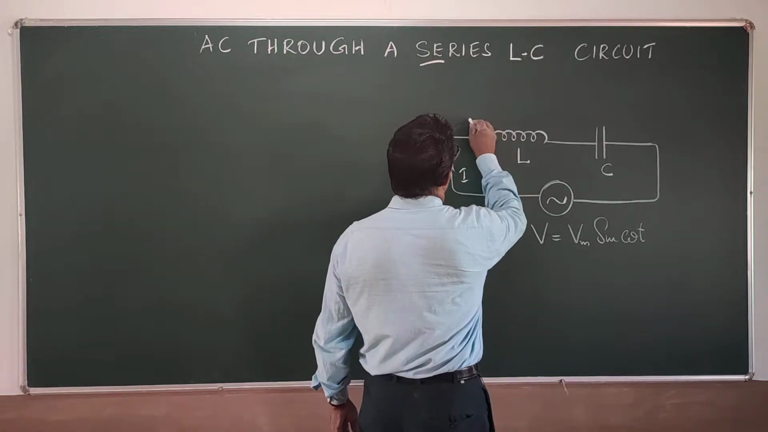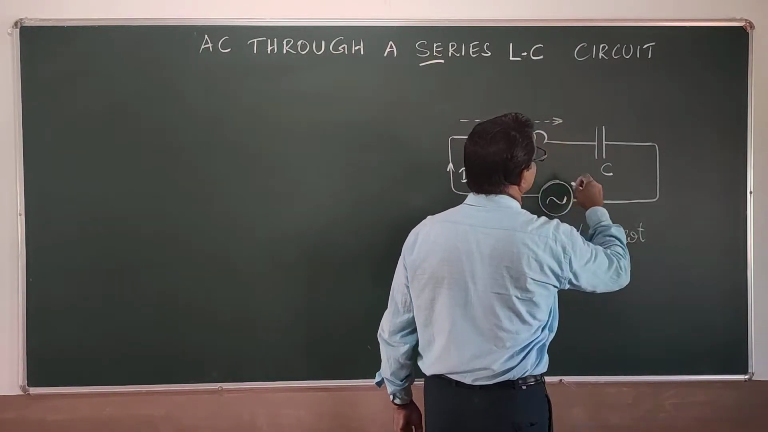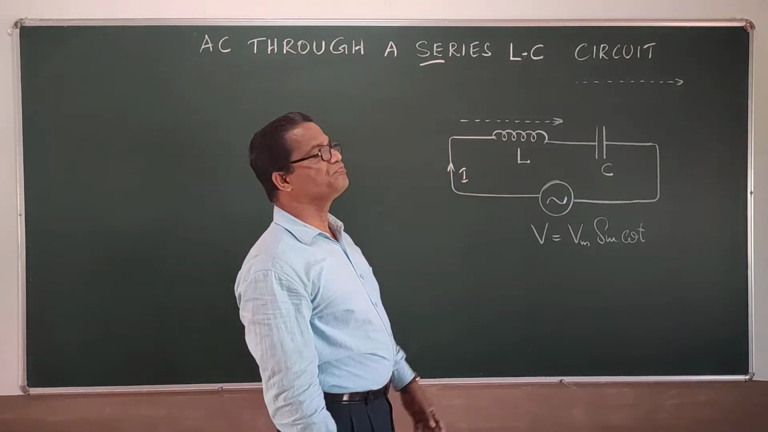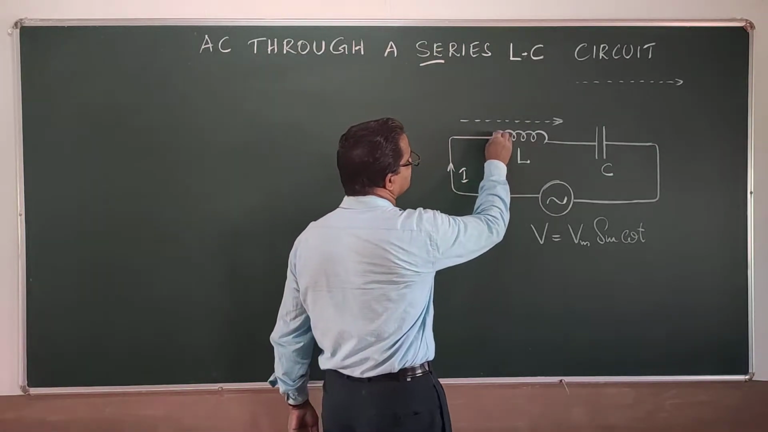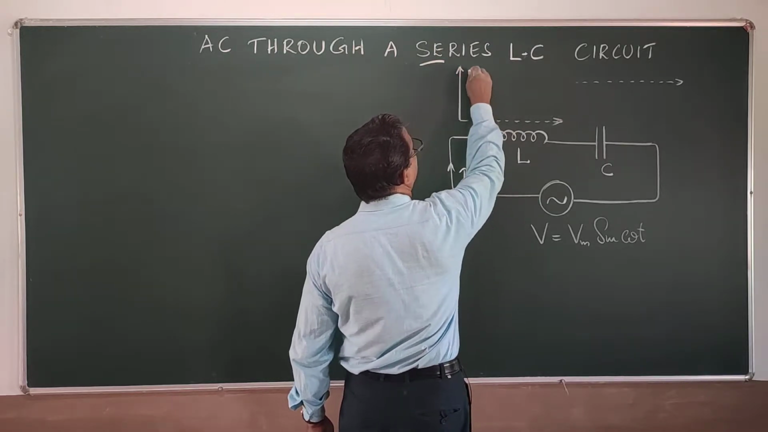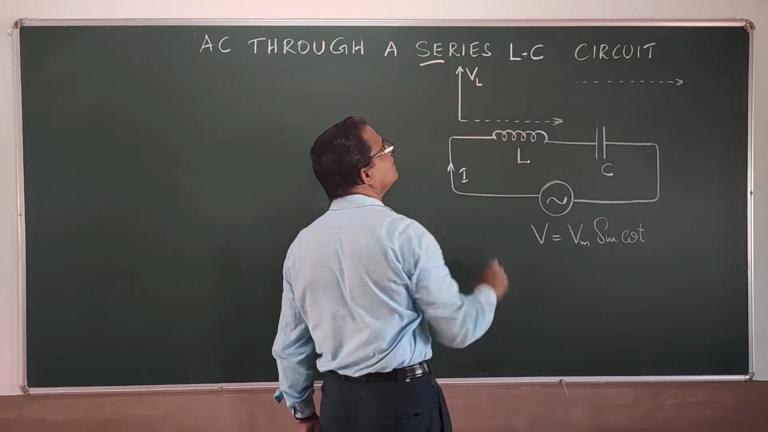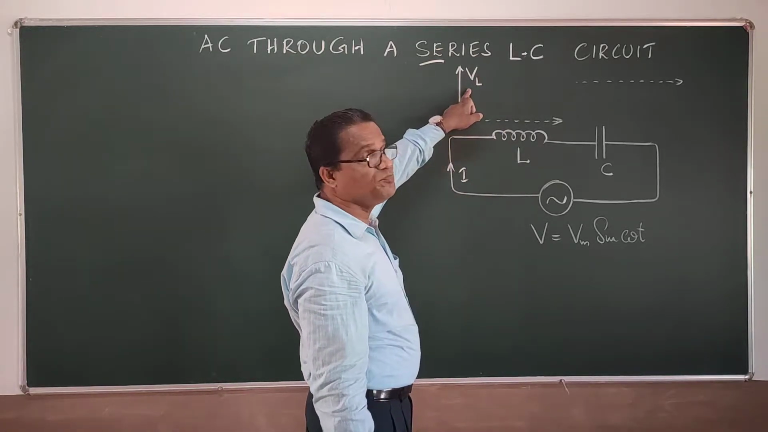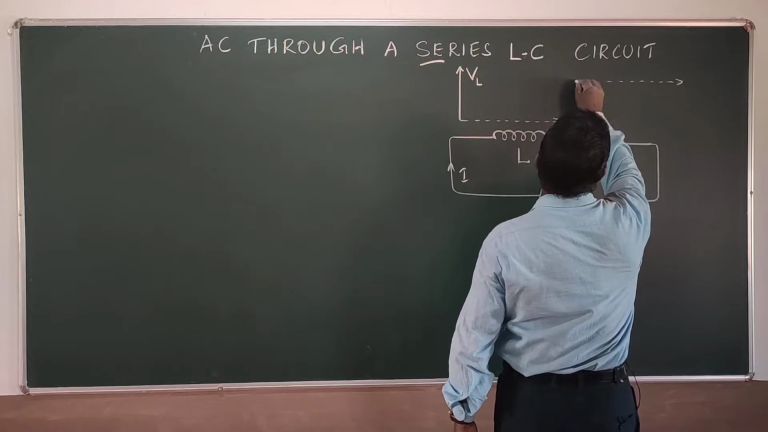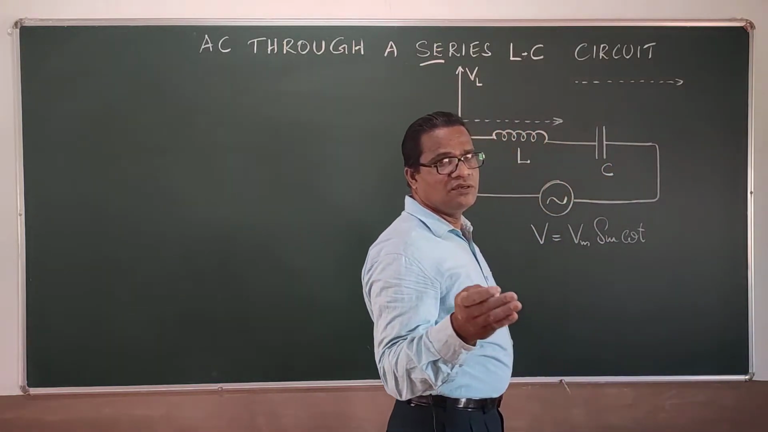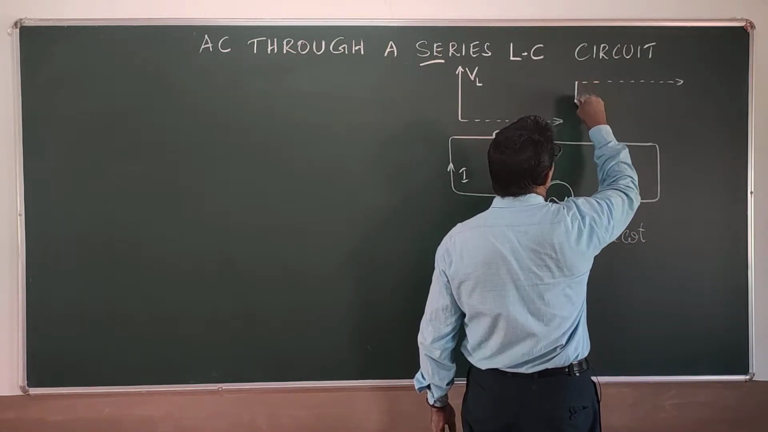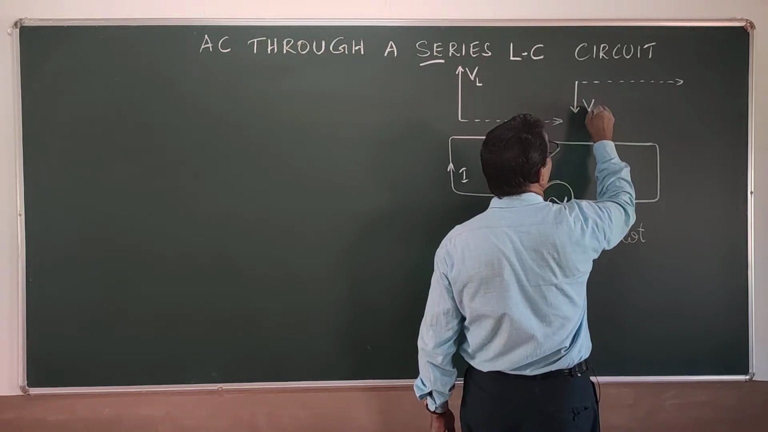So I assume the current through the inductor and capacitor as the reference, with the dotted line. In the case of the inductor, we found the voltage is leading the current by pi by 2, VL, where this VL is the peak value of voltage across the inductor. At the same time, in the case of the capacitor, the voltage will be lagging behind the current by pi by 2.